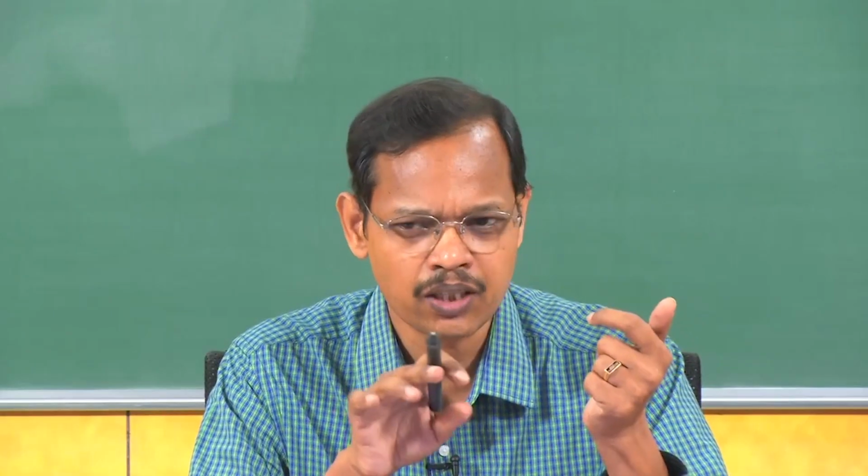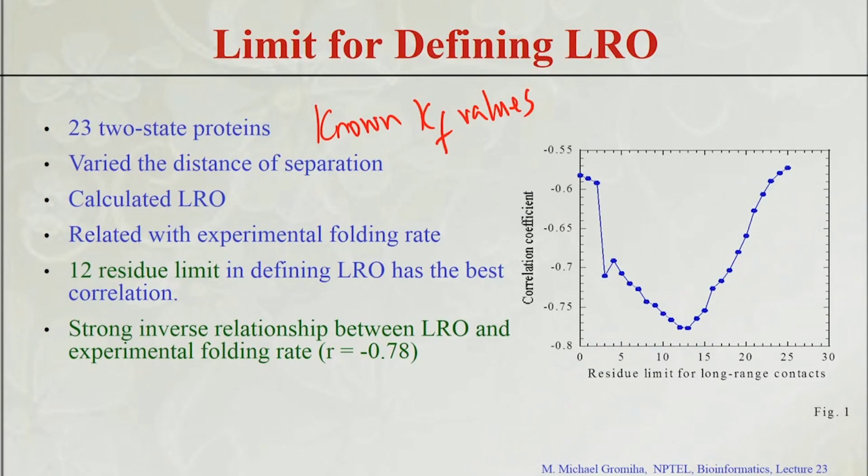Then from that you can calculate the LRO, because for Nij you can put the value of i minus j, which we change from 1 to 25. For each case we get a value. Then we relate that LRO with the folding rate and calculate the correlation. For each sequence separation we calculate the LRO and get the correlation, that is LRO versus ln kf.